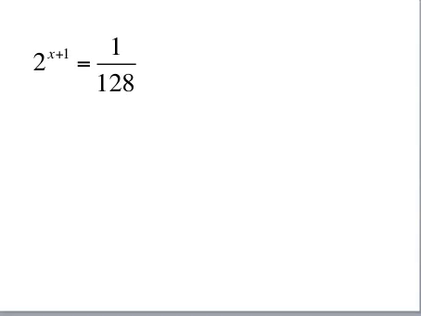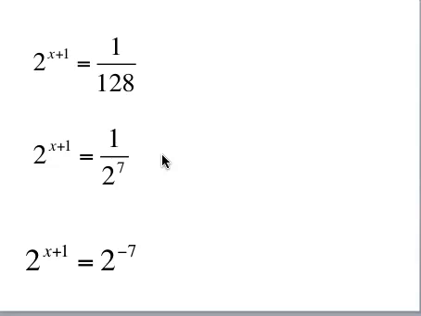Our next example is 2 to the x plus 1 equals 1 over 128. Same sort of thing happens here. What is 128? 2, 4, 8, 16, 32, 64, 128. It is 2 to the 7th power. So 2 to the x plus 1 is 1 over 2 to the 7th power. We've got to remember that 1 over 2 to the 7 is the same as 2 to the negative 7 power. So at this point we have 2 to the x plus 1 is 2 to the negative 7, which would mean, of course, that x plus 1 would have to equal negative 7. Subtracting 1 from both sides, we get x is negative 8 there.